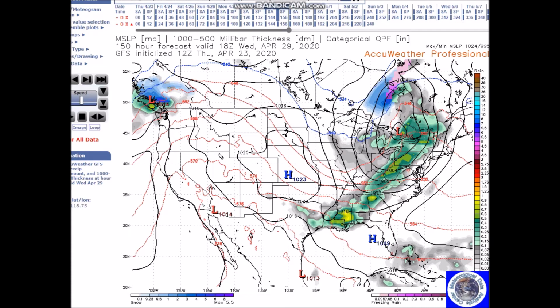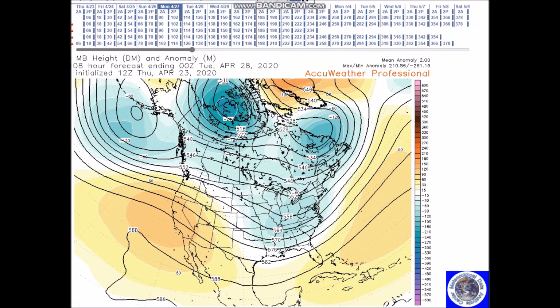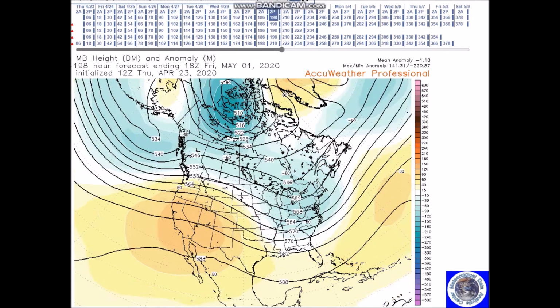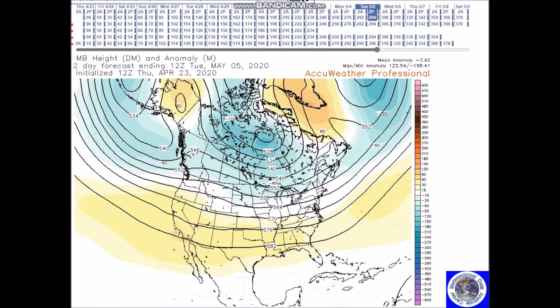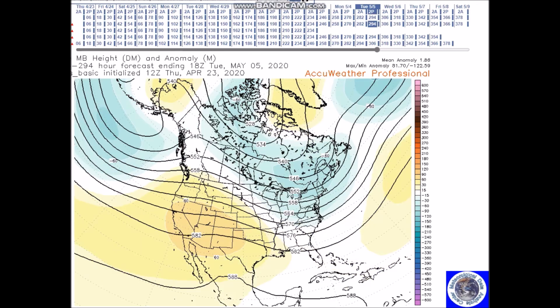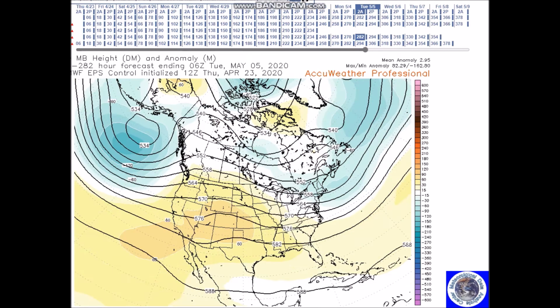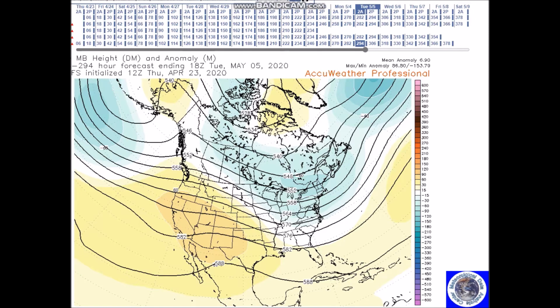Okay, we're going to look now at the period for May 1st to the 5th. The pattern remains the same. Some of the models weaken it, like here's the GFS, which keeps the positive anomalies here, but if we look at the other models, they kind of weaken it some. The ensembles kind of weaken it and bring below normal heights in, and the other models keep some type of positive height anomalies across that area.